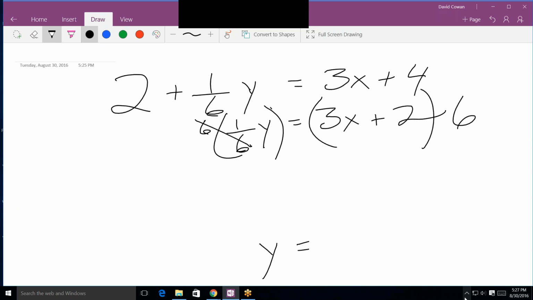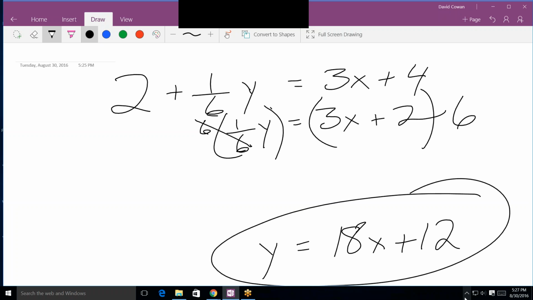What's the right side? It's going to be... Distribute that 6 to both. 18x plus 12. Okay. And there's your answer. Now, we had a couple of options.